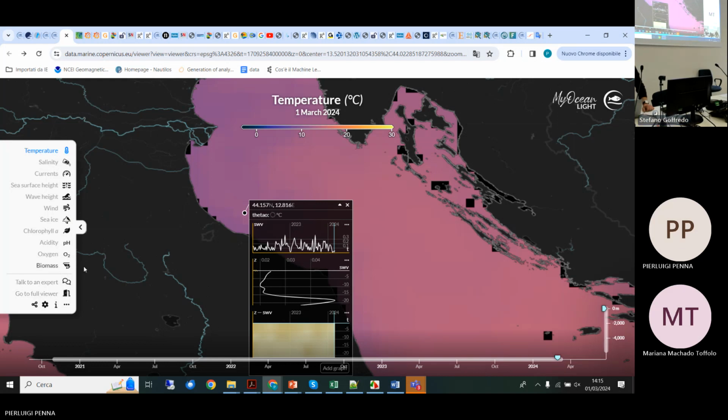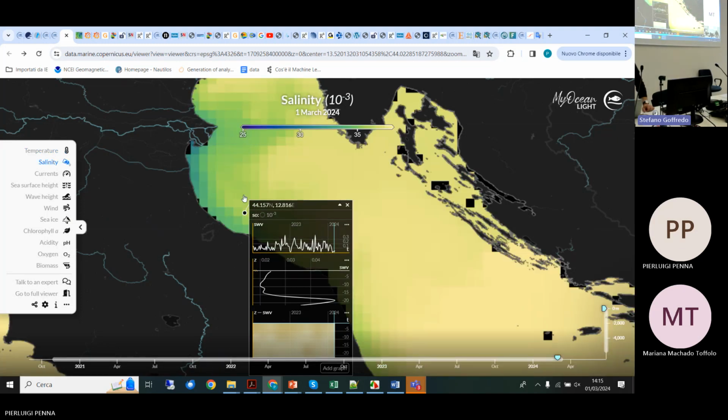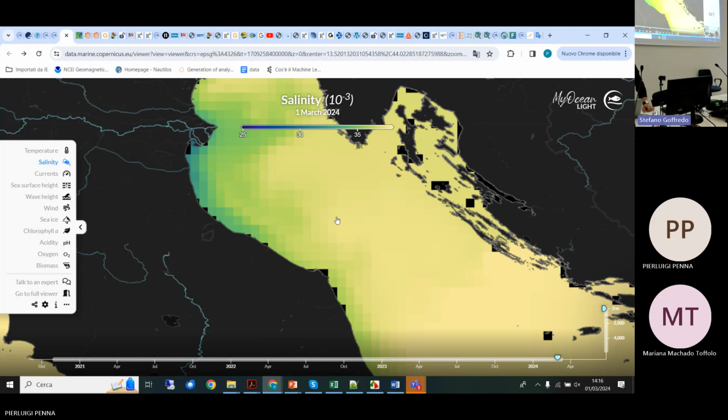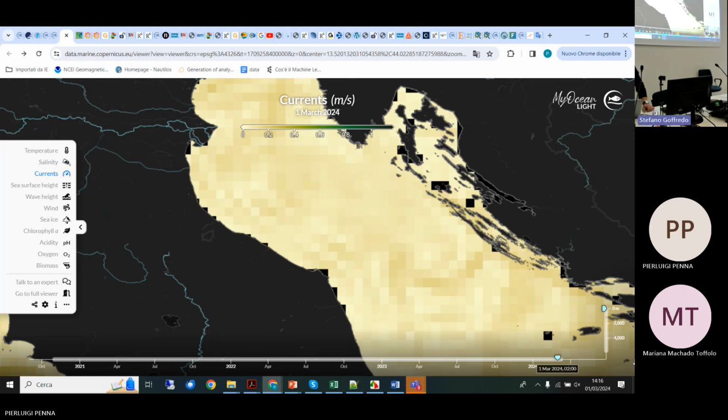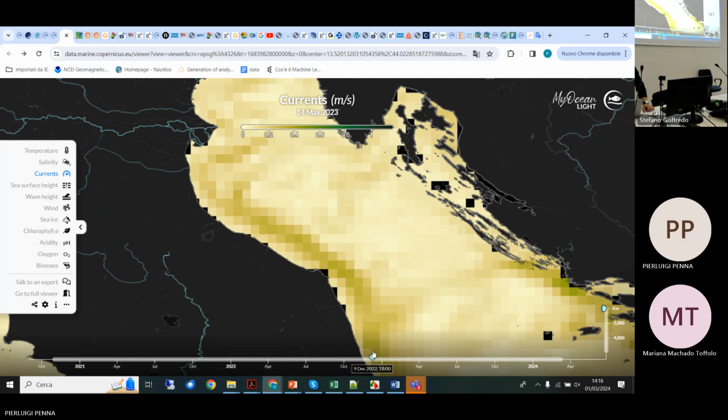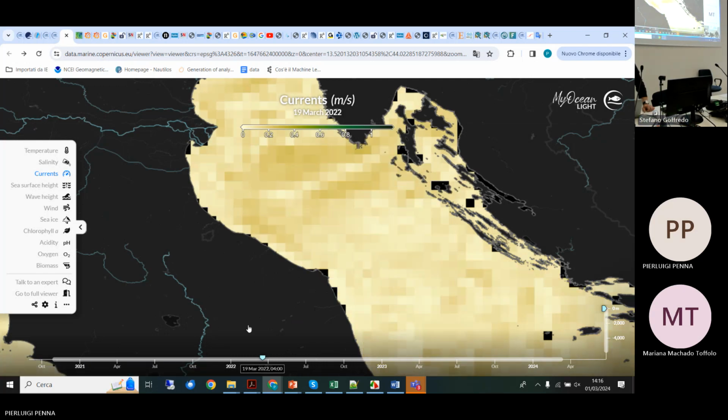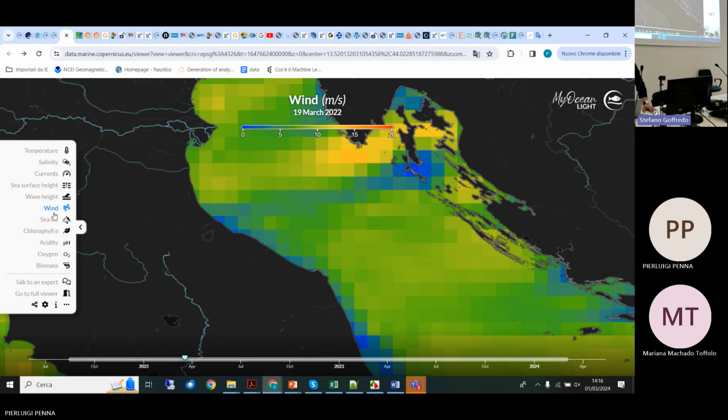There is also the Pro. I go full viewer, but just to select the parameter that you are interested in. You can move this also in the past if you use the reanalysis. Okay, just to show you what you can do with this.